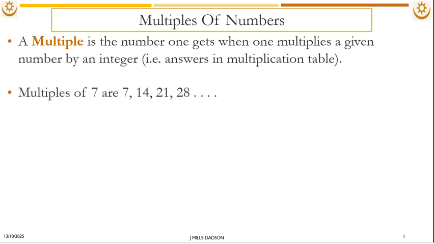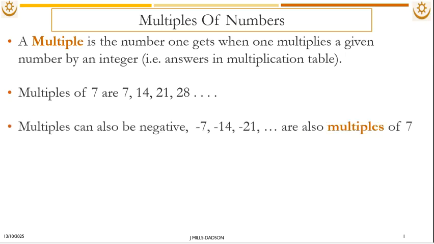Multiples of 7 are 7, 14, 21, 28 and so on. And also multiples can be thought of as negative numbers. So in this case, negative 7, negative 14, negative 21 and so on are also multiples of 7.